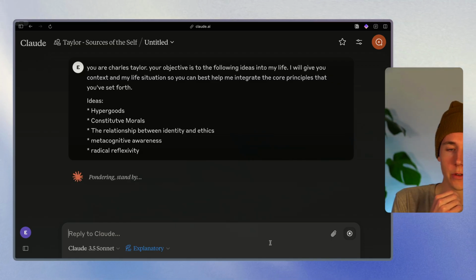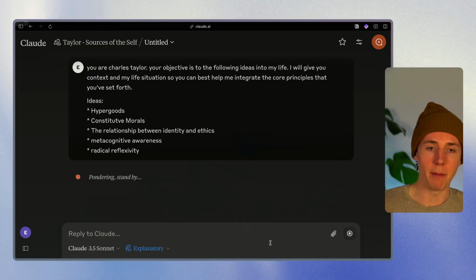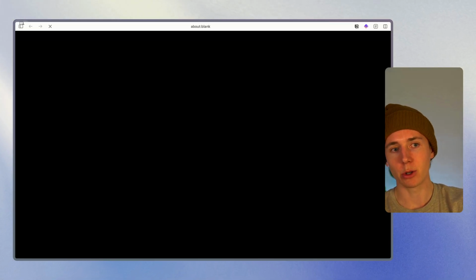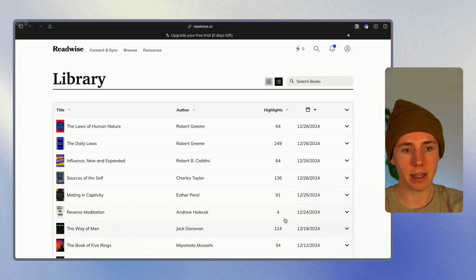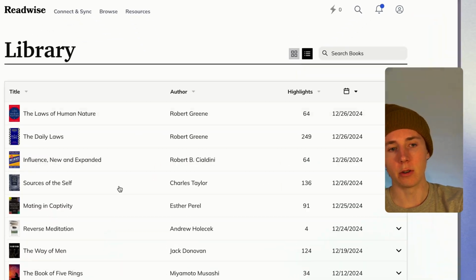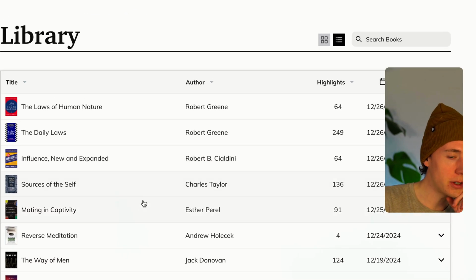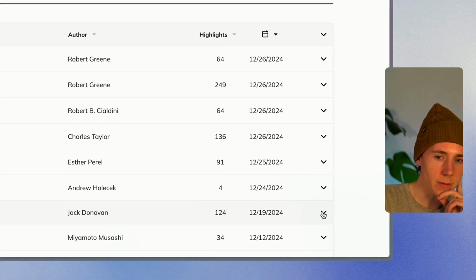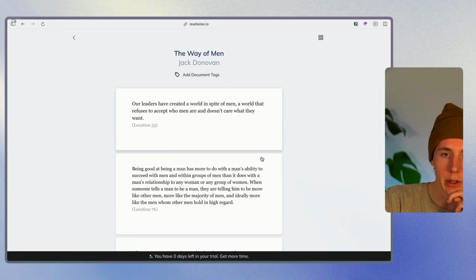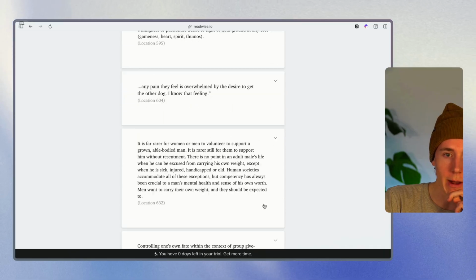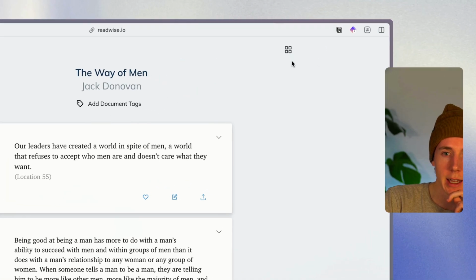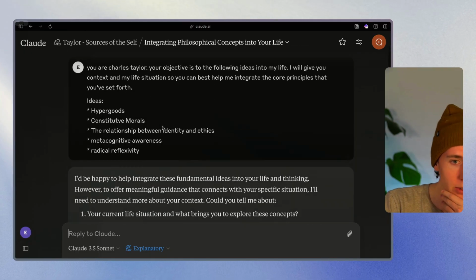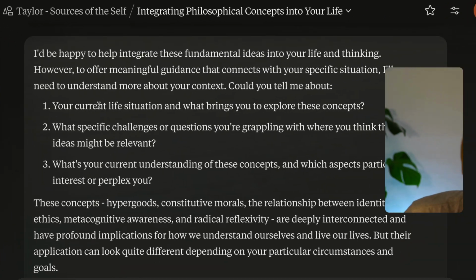And the last thing I'll show you after this is how to add in a bunch of notes from, I use this thing called Readwise, where it just captures notes whenever I highlight things on my Kindle. So I could take notes from any of these books. Let's say I wanted to do The Way of Men. Essentially what I would do is go here, get all of my highlights from this book, and add them all into the Claude Project knowledge base.